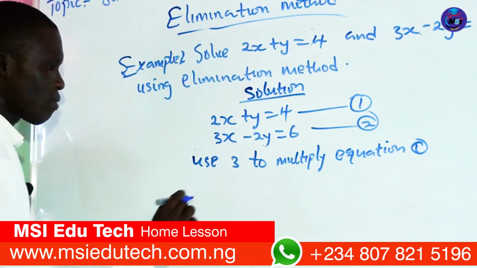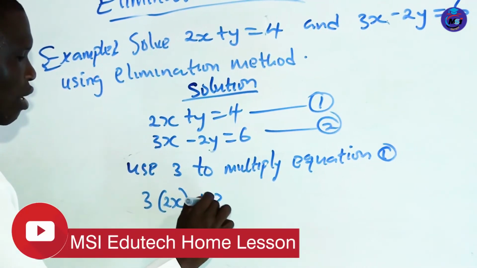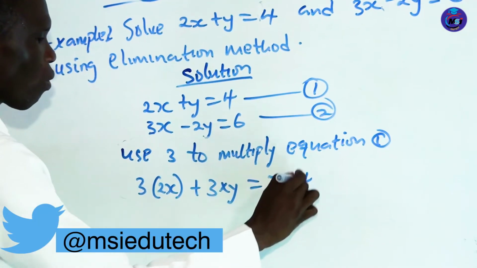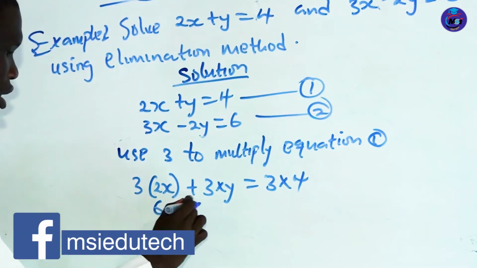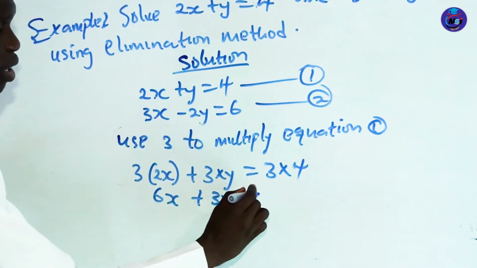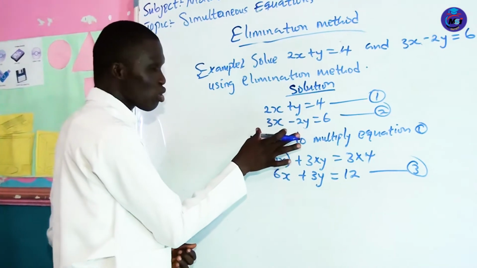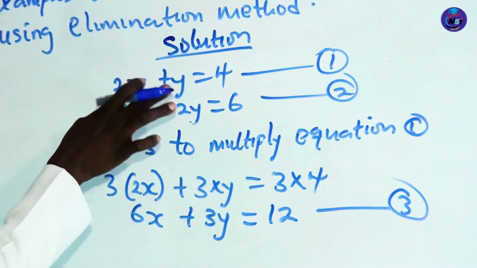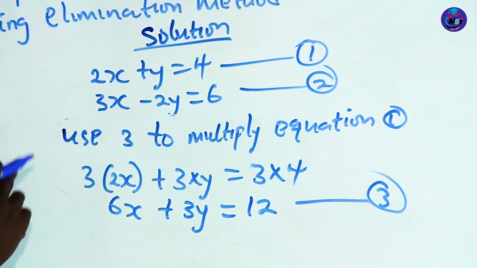What are we going to get? 3 times 2x plus y equals to 3 times 4. So 3 times 2 will give us what? 6x. 3 times y will give us 3y. And 3 times 4 will give us 12. You call this equation 3. Go to equation 2. In equation 2, we use 3 to multiply everything we have here.